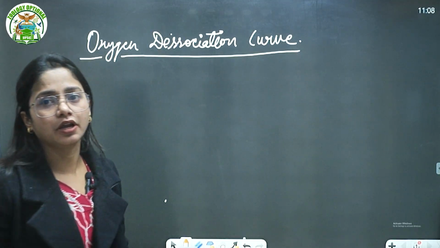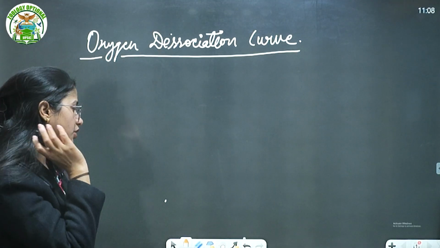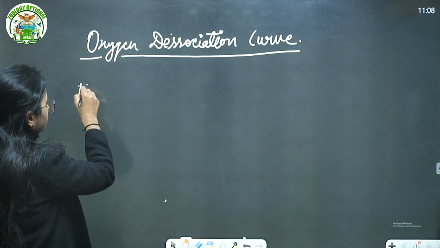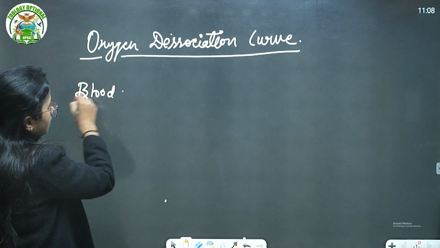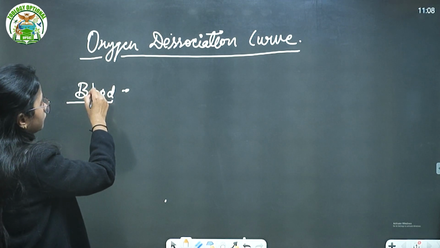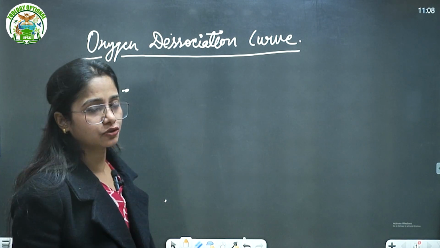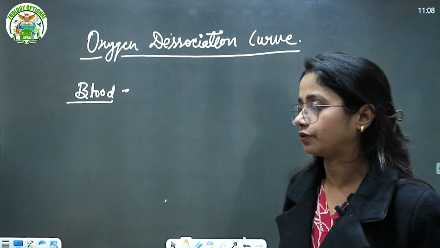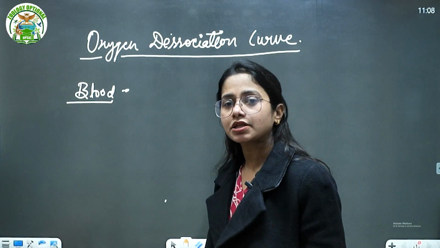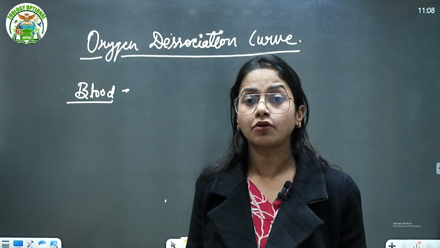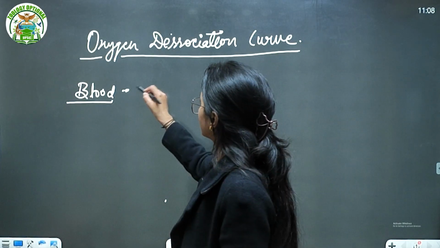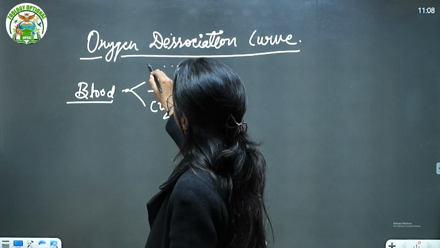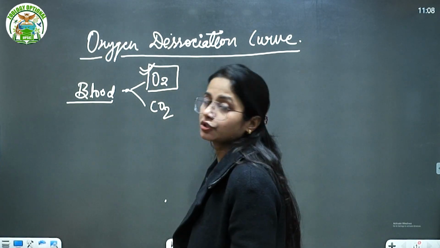Actually we are talking about hemoglobin, of course here in the blood. What is the major function of the blood? To transport the gaseous exchange, that is your CO2 and O2. When we talk about gaseous exchange, majorly we talk about two gases, oxygen and CO2. So blood carries two gases, O2 and CO2. Today we are going to talk about the oxygen dissociation curve.